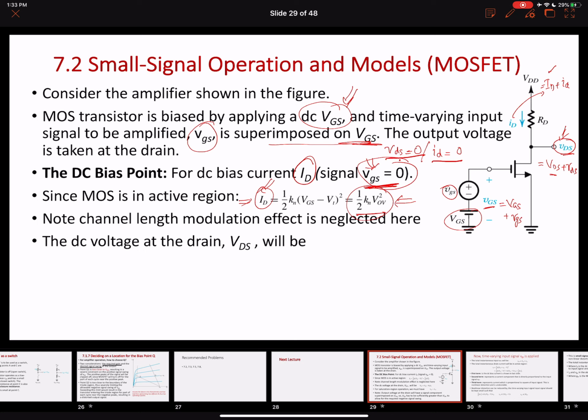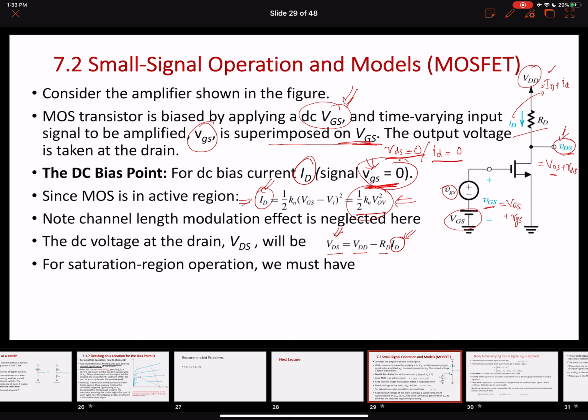The DC value of the VDS will be VDD minus IDRD, right? So VDS equals VDD minus IDRD. Again, this is the DC value of the drain current that is flowing at the bias voltages, and this is the DC value of the output voltage, VDS.